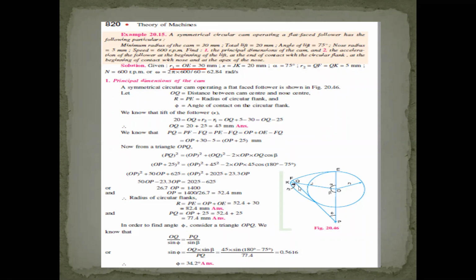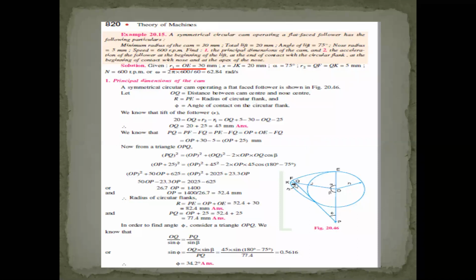So you should also specify the particular details. Okay, jk value, and later alpha. Alpha equals 75 degrees. That is our circular arc cam, which occupies the semi angle of action of 75 degrees. And R2, represented with QF and QK, equals 5 mm, only 5 mm.